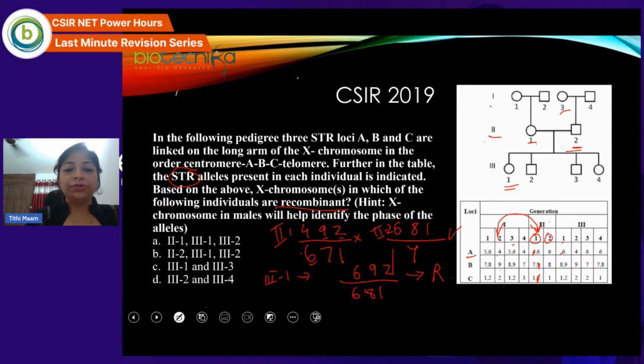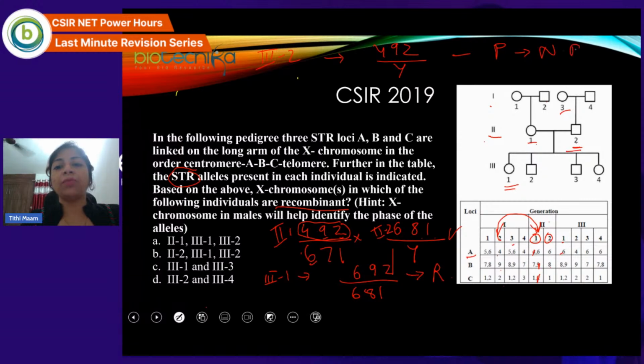Okay, for 3, 2, check for 3, 2. Now 3, 2 is a male, so he is getting 492. So he basically has 492 on one X chromosome, the other one is Y. Now the 492 that he is getting comes from his mother. Does the mother have 492 to give? Yes, she has an X chromosome with the exact same combination. Means this is a parental type, or we can say this is a non-recombinant.